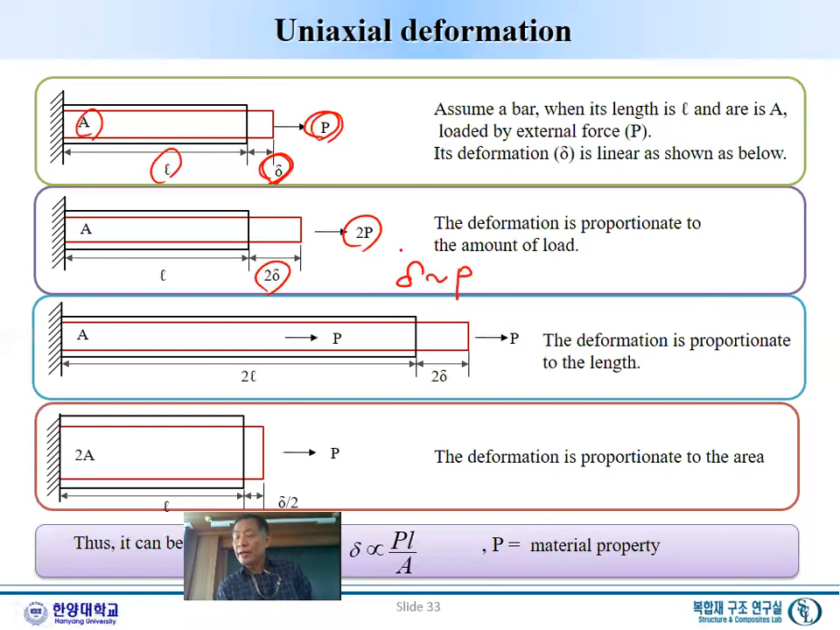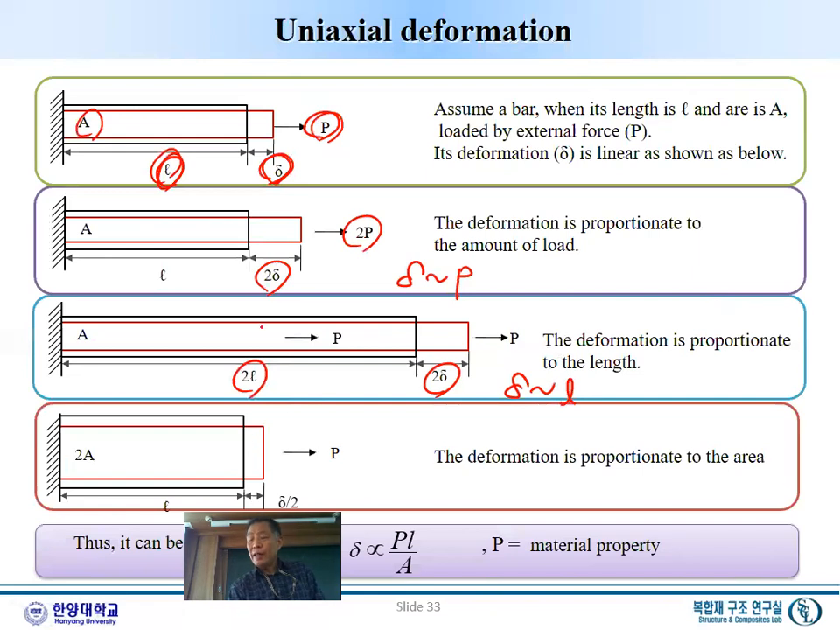So delta is proportional to P, right? That's for sure. Now, another point we can consider is to increase the length, let's say to double the length. There will be twice the delta compared to this, with the same P and same A. So delta is proportional to L, right? But I don't need to further explain this.